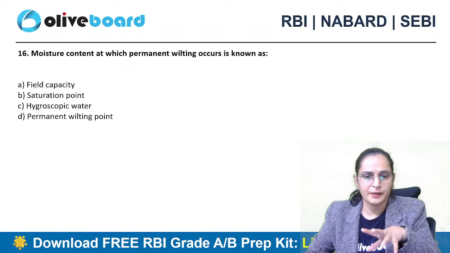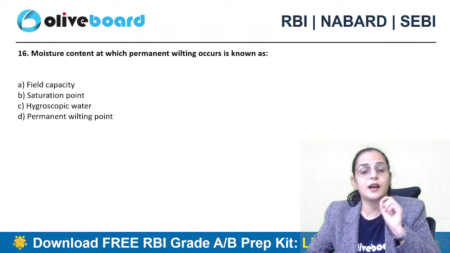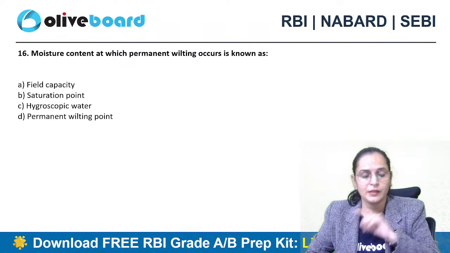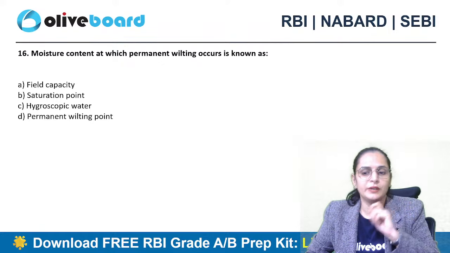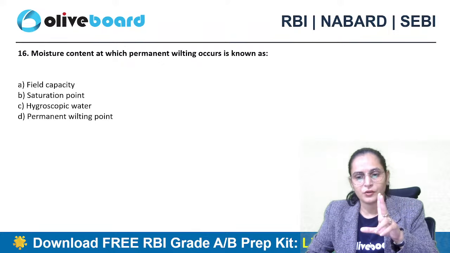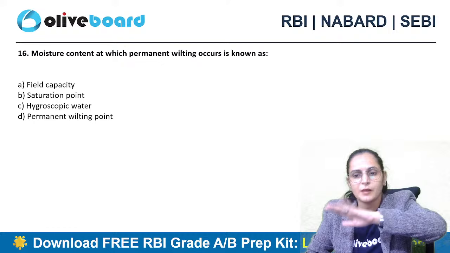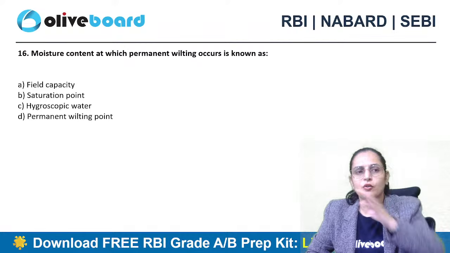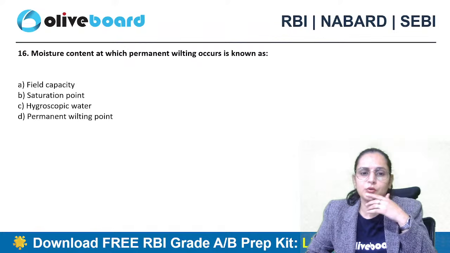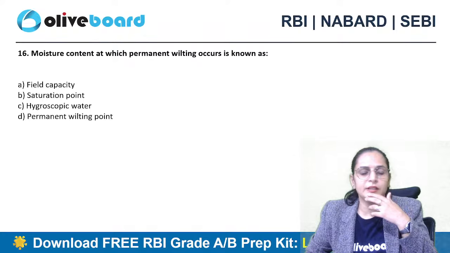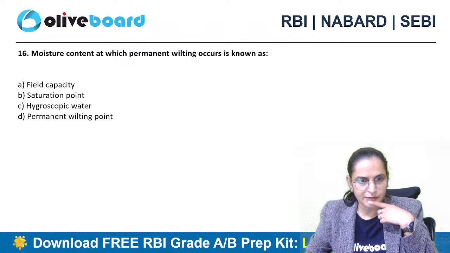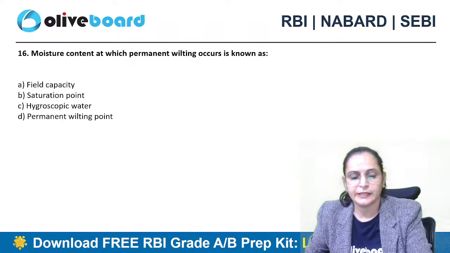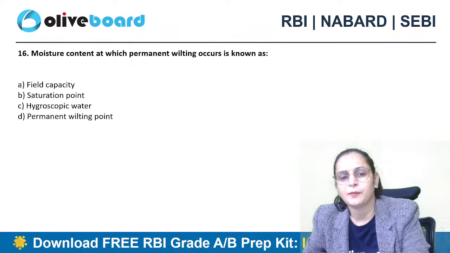Is it field capacity, saturation point, hygroscopic water, or permanent wilting point? See, hygroscopic water, which is present on the surface of the soil particle, is not available to the plant. So what is the technical term for it? For the 16th question, the right answer will be option number D. It is the permanent wilting point.